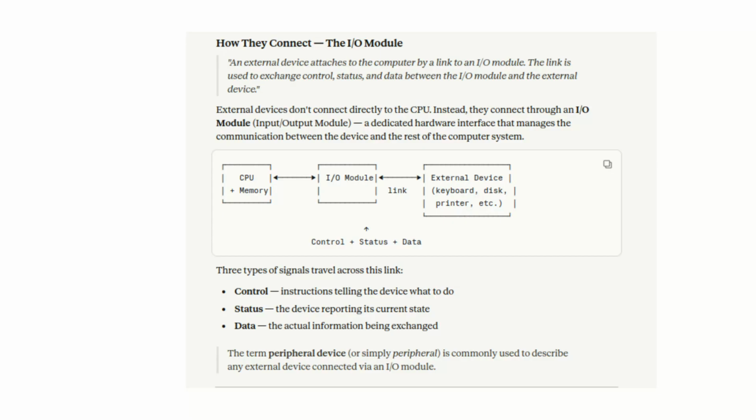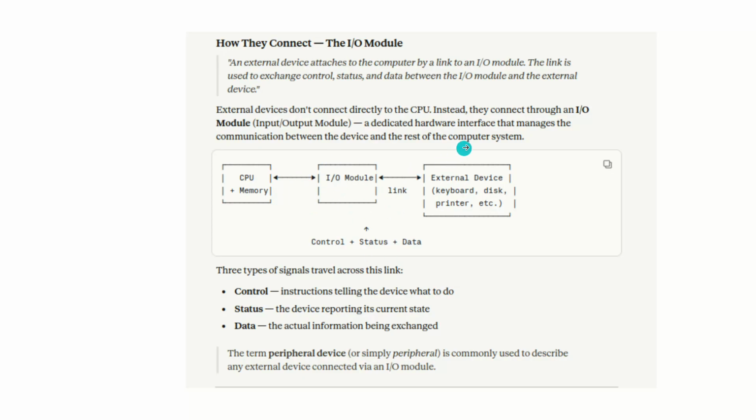The link is used to exchange control, status and data between the I/O module and the external device. You cannot directly connect external devices with the computer. So there is a link which connects the computer with this external device, and that link is known as the I/O module. Through this link, the data, control and status can be transferred between the I/O module and the external device. So an external device cannot directly connect to the CPU itself. Instead they are connected through this I/O module, the input output module.